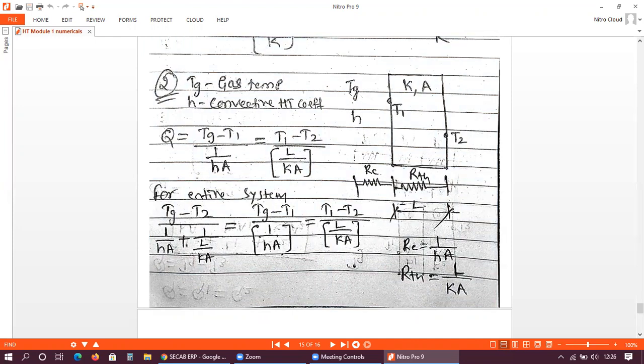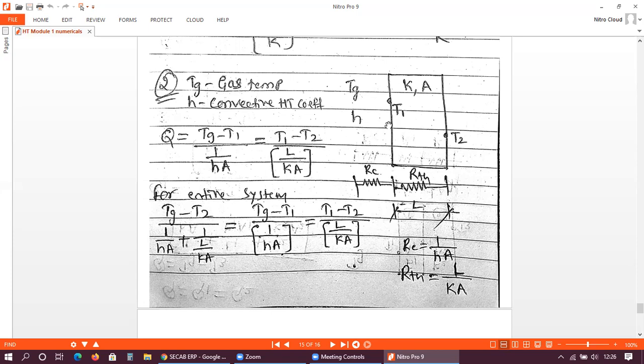So the initial heat transfer will take place from the gas to the inner surface of the wall, the left wall, right? And in between the gas and this wall, there is a convective heat transfer coefficient, the parameter H. Along with that, heat will then transfer from the left face to the right face of the slab, with a thermal resistance RTH, right?